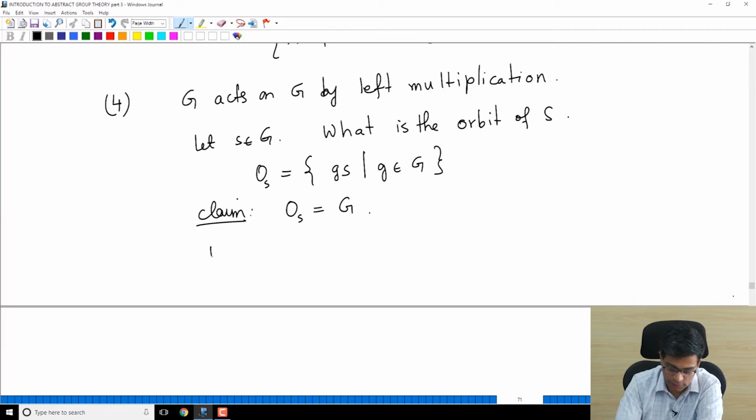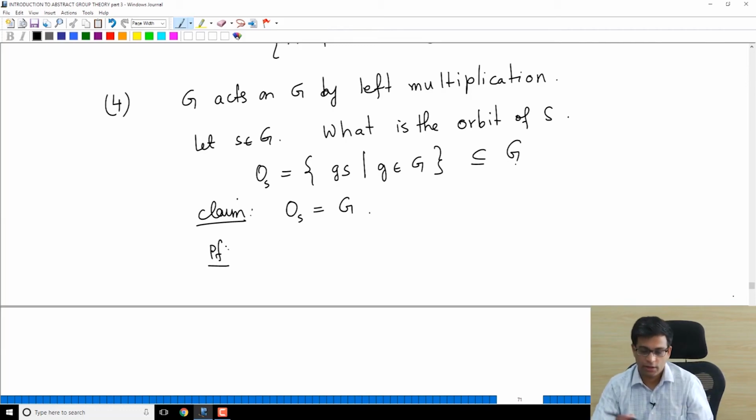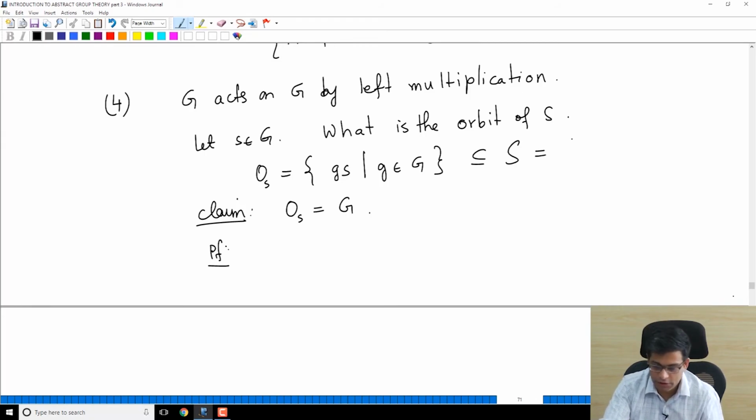So the proof of this. A priori it is a subset of S, which is of course G. Orbit is a subset of capital S. In our example, it is capital G. Why is the orbit of s equal to G? So take any t in G.